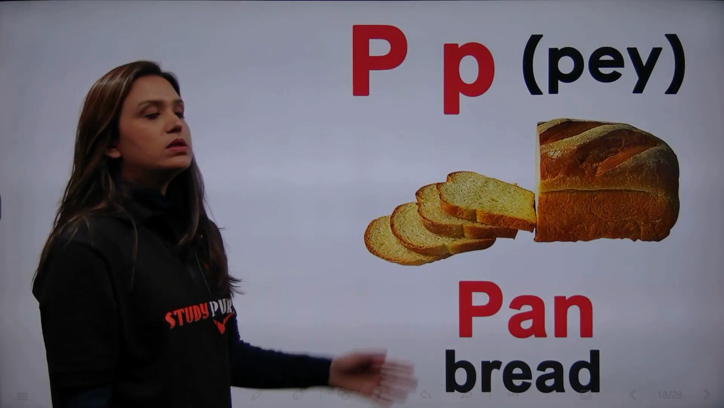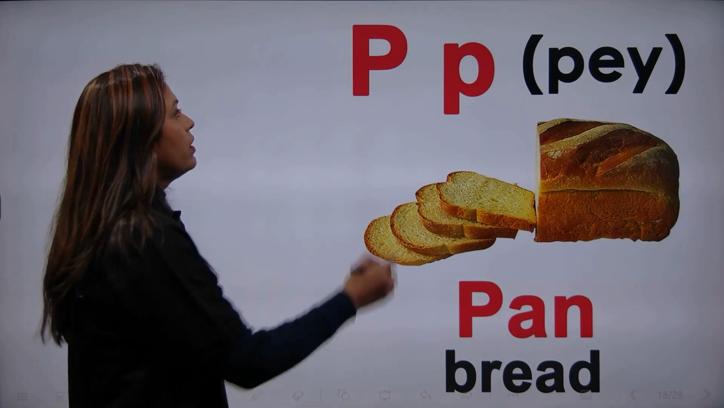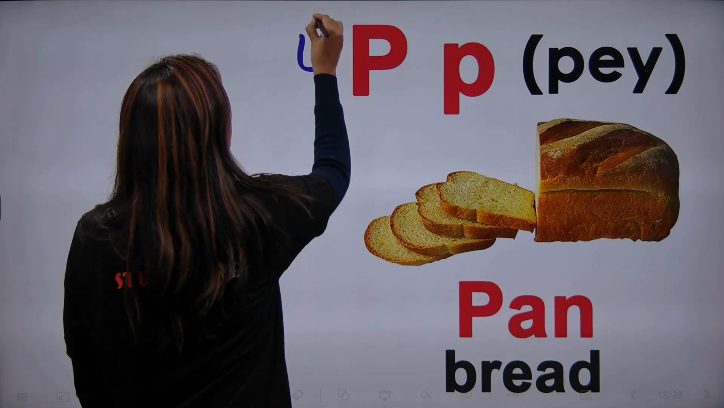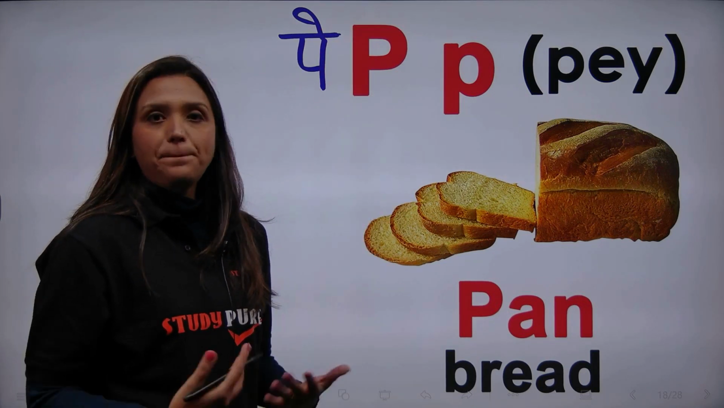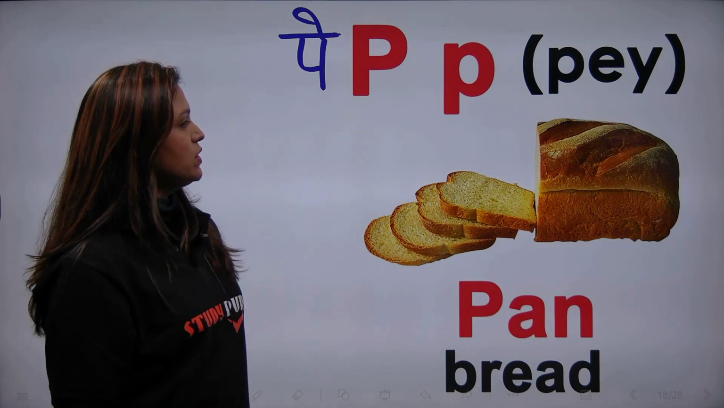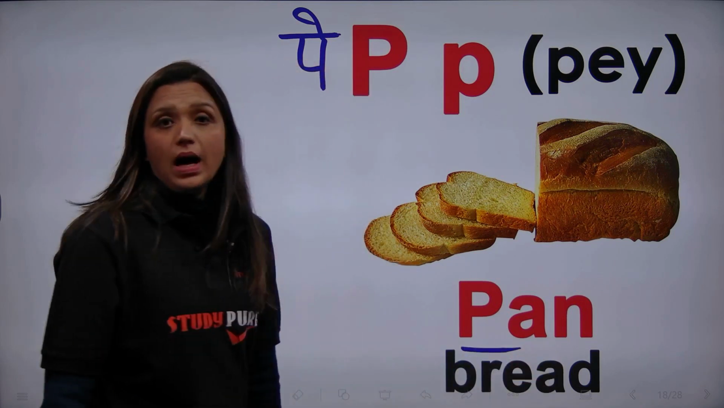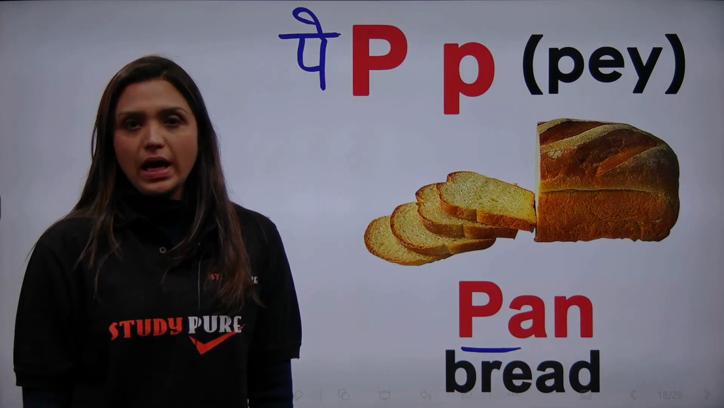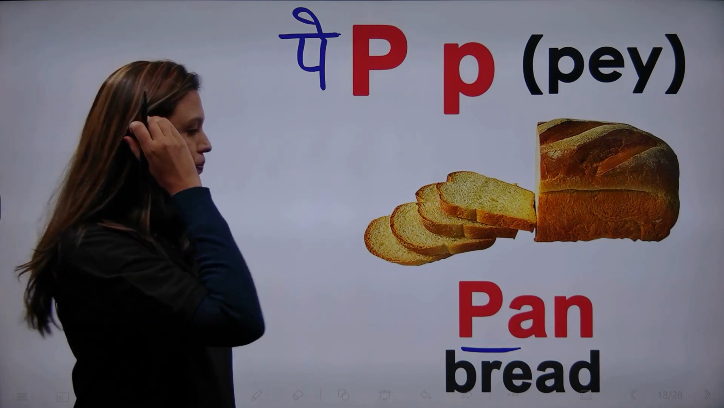Okay. Next is P. P in Spanish is called Pe. Pe. That's P for you in Spanish. Pe for pan. Pan is a bread. Bread is called pan in Spanish.